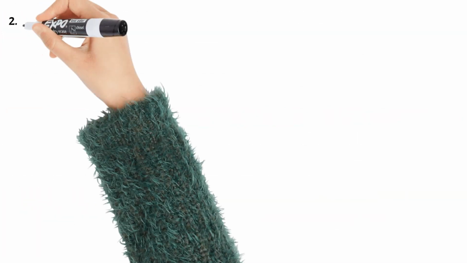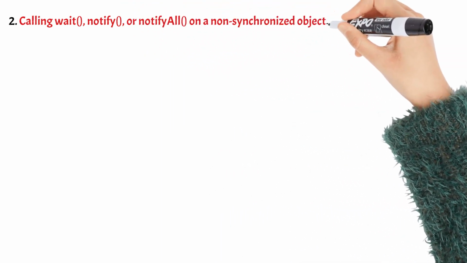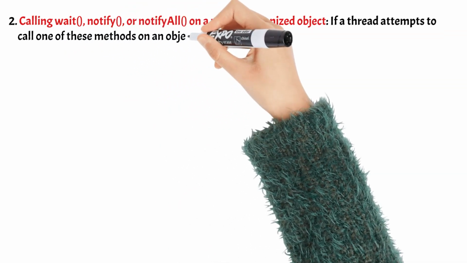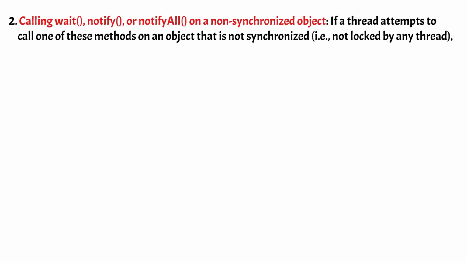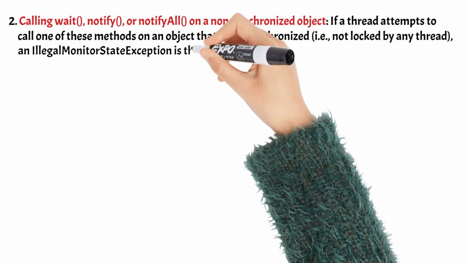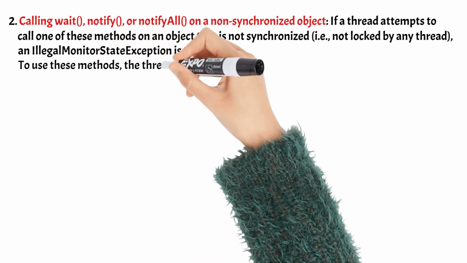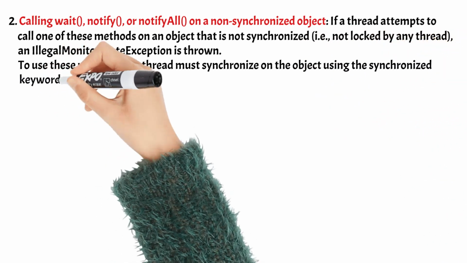2. Calling wait, notify, or notifyAll on a non-synchronized object. If a thread attempts to call one of these methods on an object that is not synchronized, not locked by any thread, an IllegalMonitorStateException is thrown. To use these methods, the thread must synchronize on the object using the synchronized keyword.